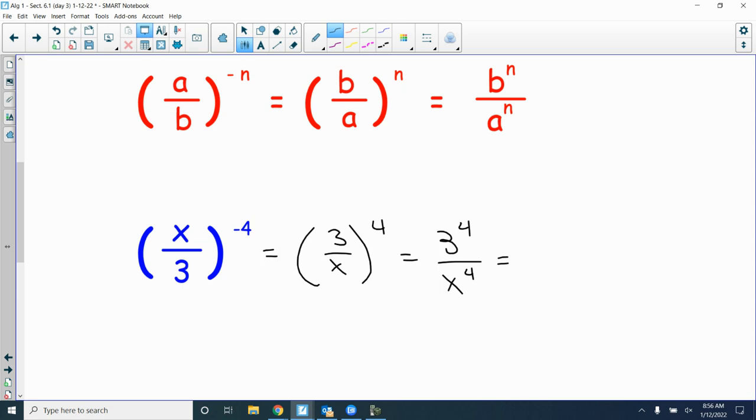Use your calculator. That's why you got it. I'm not asking any of you to do this without it. You can always use your calculator. 81. So 81 over x to the 4th.